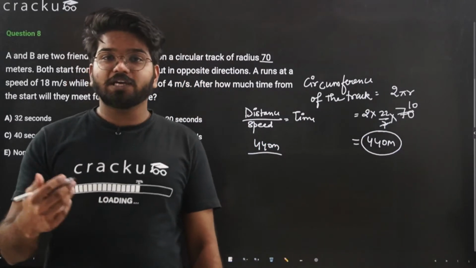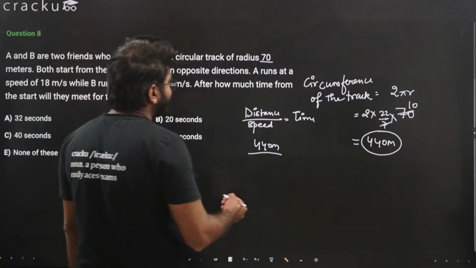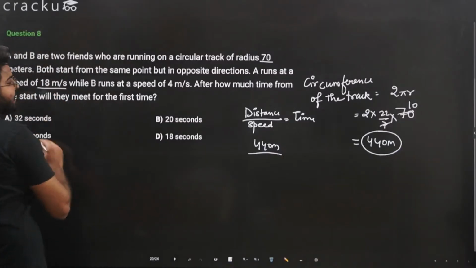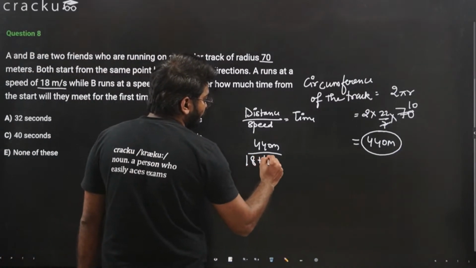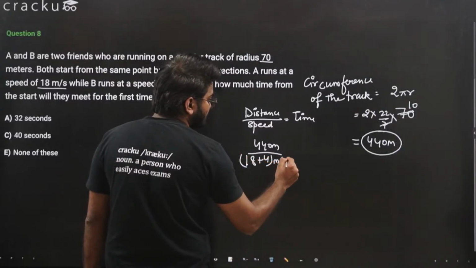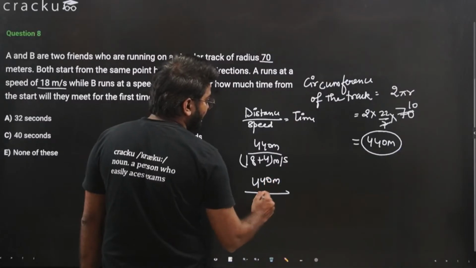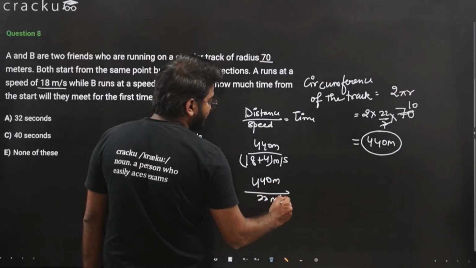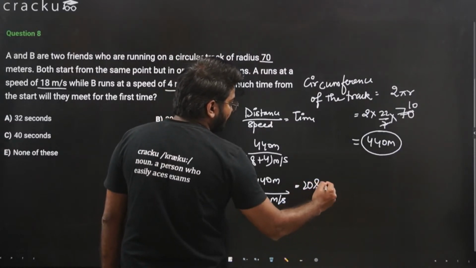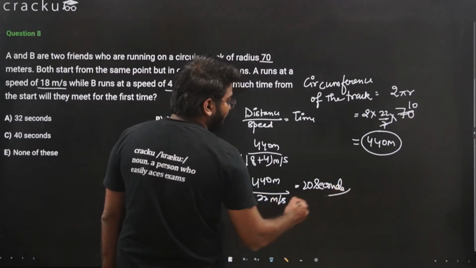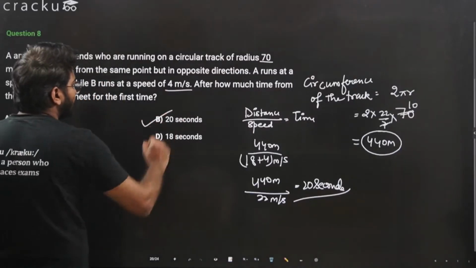If both of them are moving in opposite directions, the relative speed will be the sum of the speeds, that is 18 meter per second plus 4 meter per second. So 18 plus 4 is 22 meter per second, or 440 meter divided by 22 meter per second. If we cancel, this will be 20 seconds. So they will take 20 seconds to meet for the first time after they start. So the answer has to be option B.